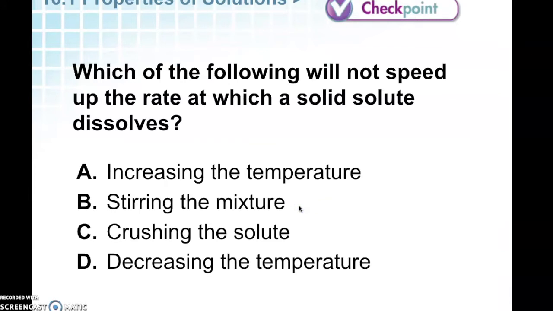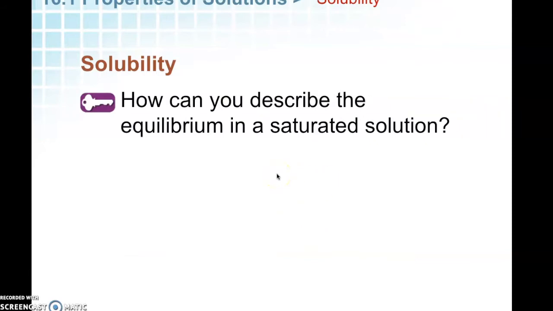So which of the following will not speed up the rate at which a solute dissolves? Pick your answer. The correct answer is D, decreasing the temperature. If you increase the temperature, stir it, or crush it, you'll make it dissolve faster. How can you describe the equilibrium in a saturated solution? That's what we're going to look at next.